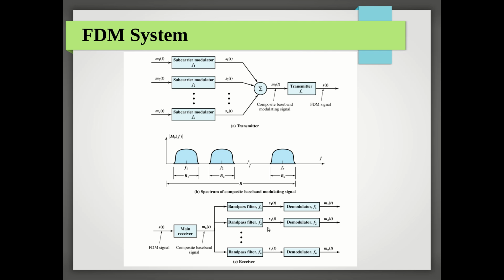Similarly, this one will pass the spectrum of information centered on f2, and the last, nth band pass filter will pass its spectrum from the common information.